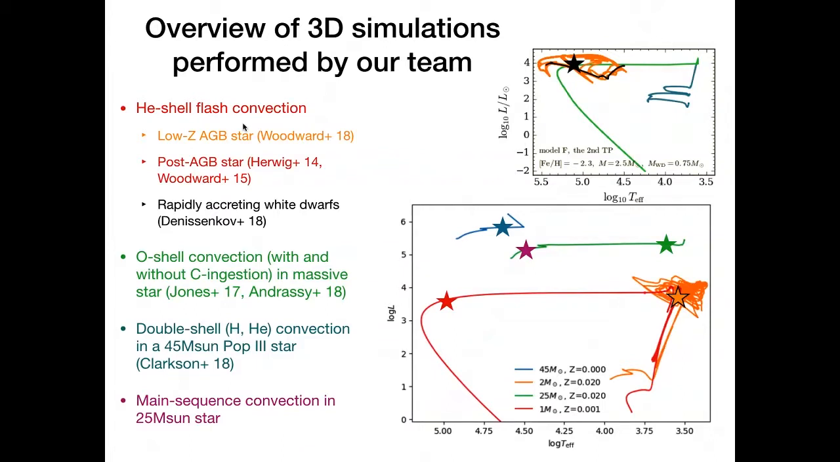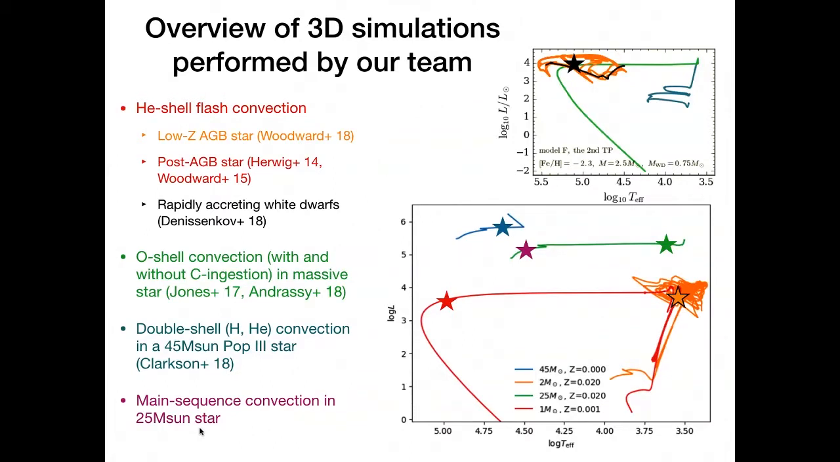They involve helium shell flash convection in low mass stars. They can include oxygen shell convection in massive stars. And they also now can include double shell convection simulations, where hydrogen and helium shell burning layers interact in a very massive Pop 3 star. These Pop 3 stars are stars that formed in the early universe from zero metallicity. So early universe massive stars, low mass stars, all of these are in this diagram where we portray the evolution and the different types of simulations that we have looked at.